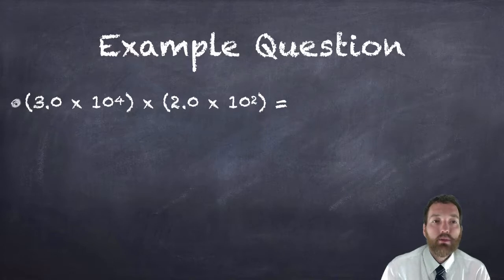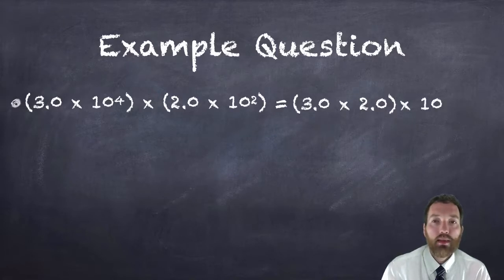So here's an example question. 3.0 times 10 to the 4 times 2.0 times 10 to the 2. Okay, so I want to multiply those coefficients together, 3.0 and 2.0. And then I want to take those exponents, 10 to the 4 and 10 to the 2, and add them. So I'm going to write times 10 and then 4 plus 2. So 3 times 2, of course, is 6, and times 10 raised to the 4 plus 2, which of course is also 6. So my answer is 6 times 10 to the 6.